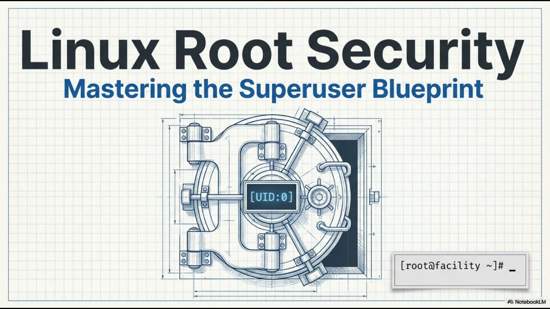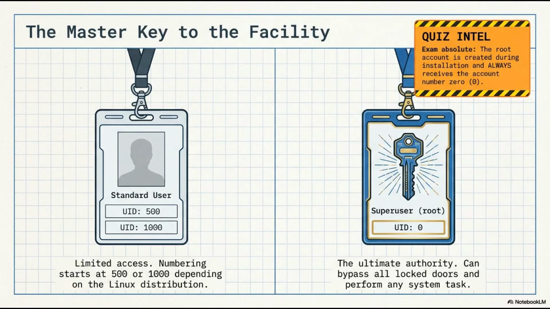You absolutely do. And to understand how that skeleton key actually works, we have to look at how the OS handles identities at the architectural level. Okay, let's go to the next one then. Slide 2, titled The Master Key to the Facility. So you probably already know that standard users have user IDs or UIDs that start at 500 or 1,000, depending on your Linux distribution. Sure, that's pretty standard stuff. But looking at the quiz intel here, there's an absolute rule you need to know for the exam. The root account is created during installation, and it always, without exception, receives the account number 0.